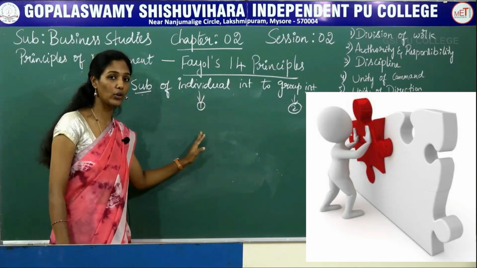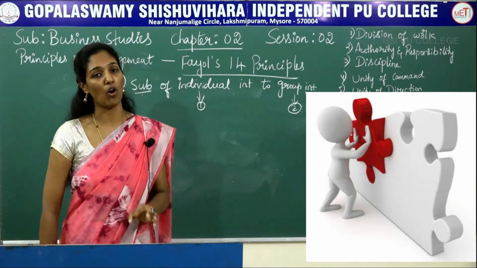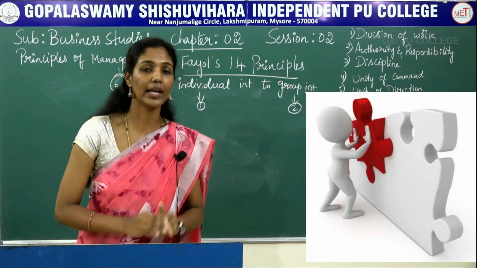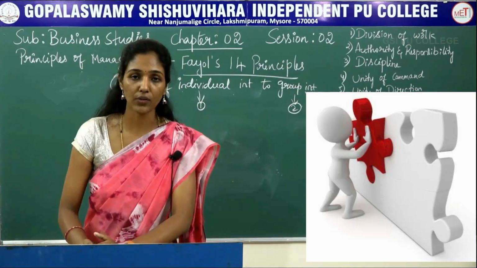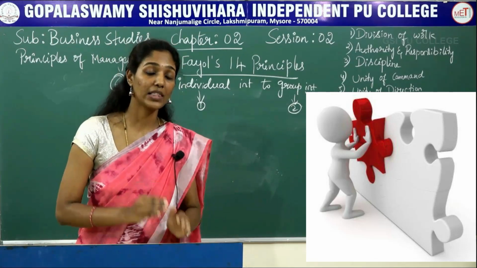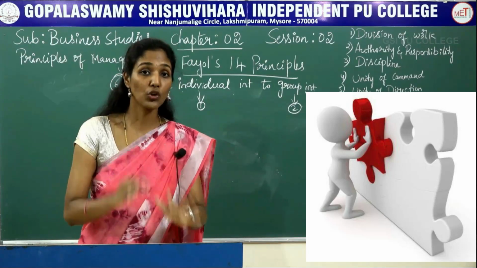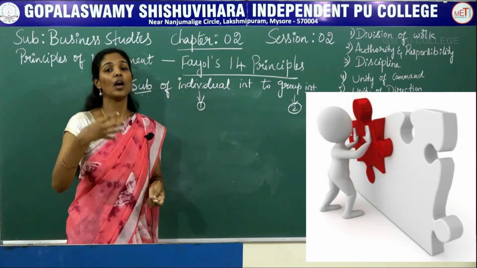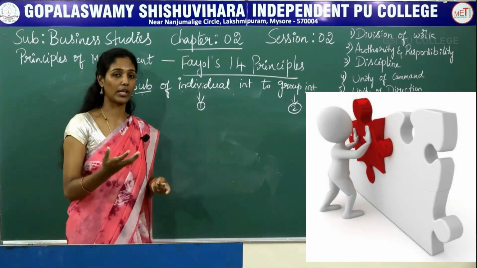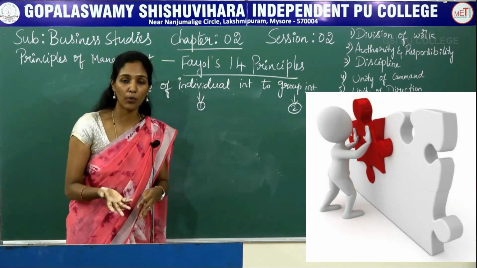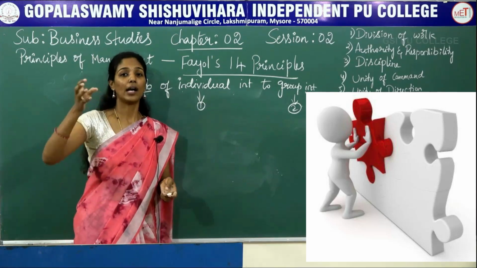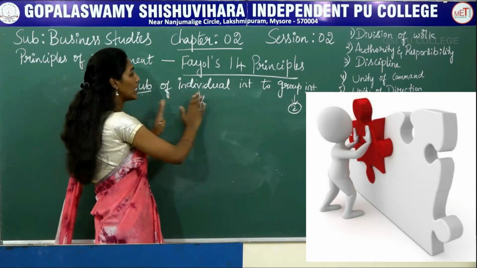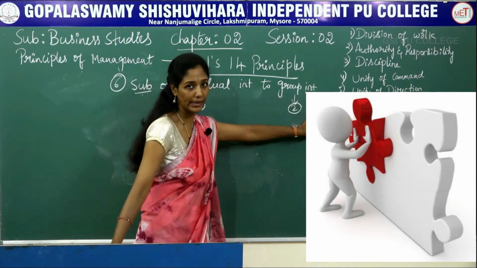According to Fayol, every employee in an organization should show their interest towards achieving the organizational objectives and goals rather than their personal goals. They should know that when the group interests are achieved, the organizational interests are achieved. For example, if the company earns maximum profit, automatically the company will give high salary to its workers. So this is called subordination of individual interest to group interest.